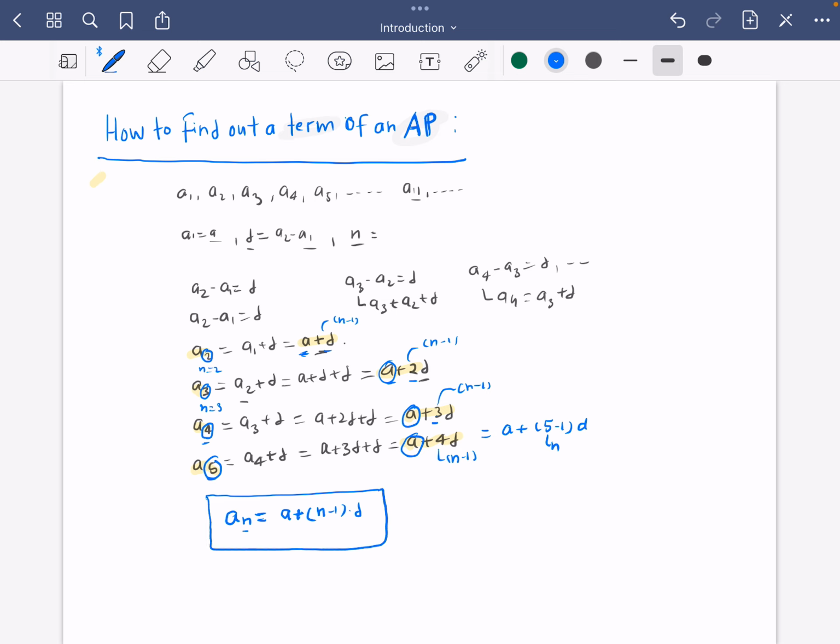So this is the formula for calculating any term or a specific term of an AP. If you know the common difference, you know which term you want to calculate and know the first term, then you can calculate any term. So that's how you find out any term of an AP. An equals A plus n minus 1 times D.